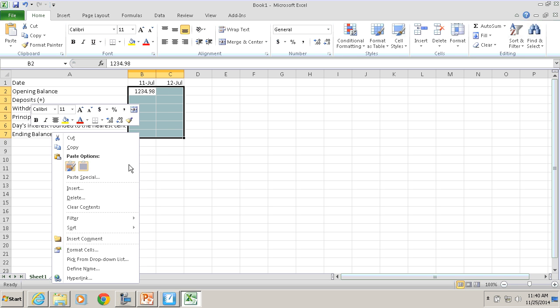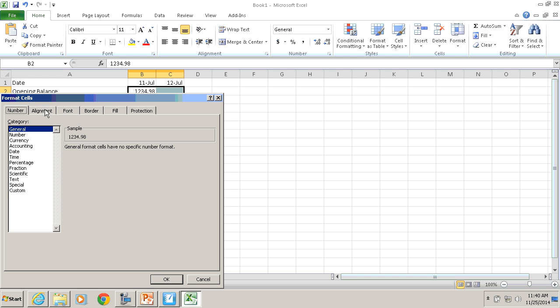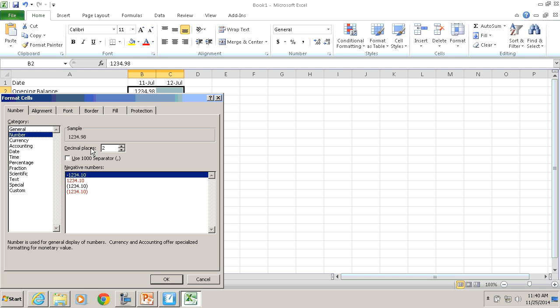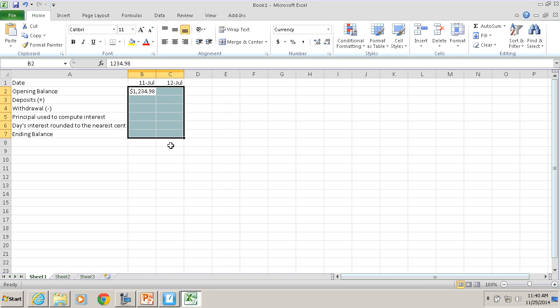by right-clicking and formatting cell. And we want number, 2 decimal places. Let's see if we have currency here. Yes, currency with 2 decimal places. Okay. All right, now it's going to put it with all the dollars and dollar signs and decimal places. So that was the opening balance.